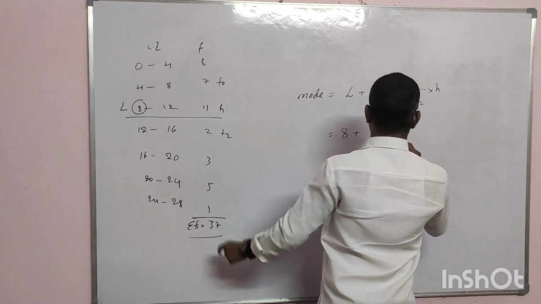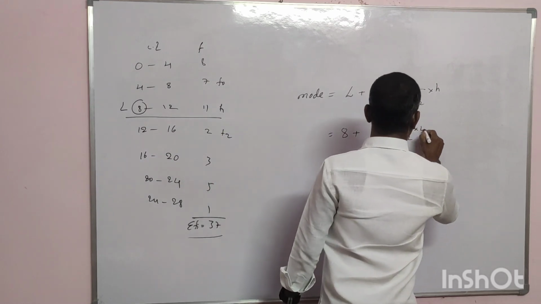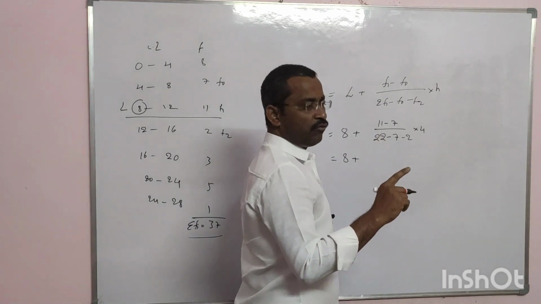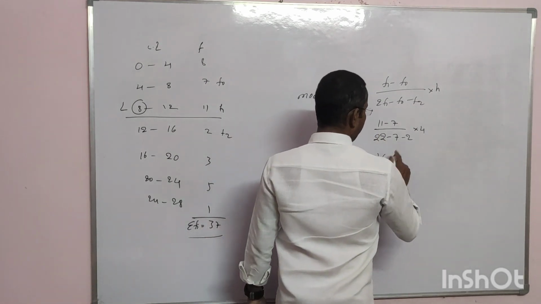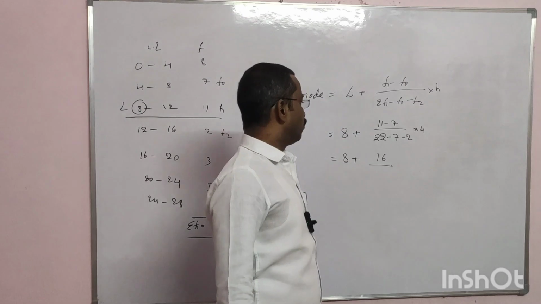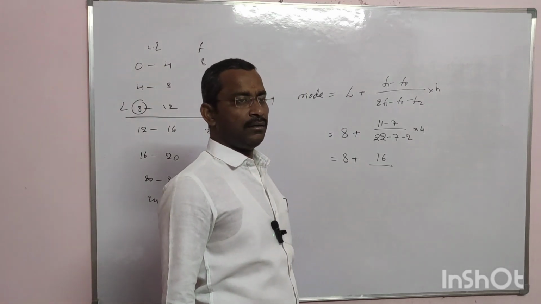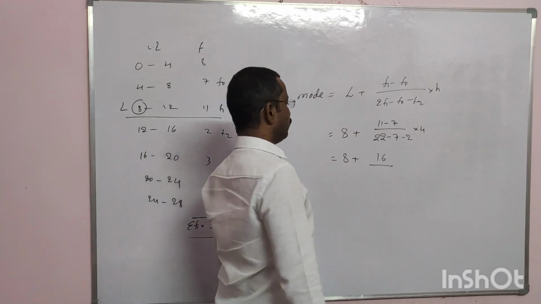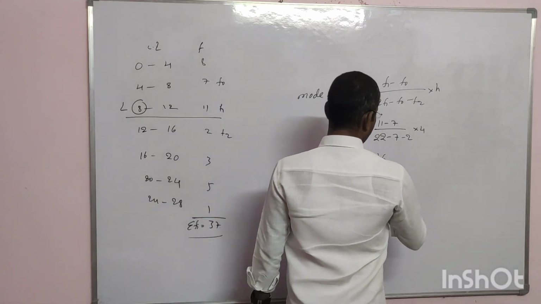22 minus 9. 7 minus 2 into 4. Am I right? So 8 plus 11 minus 7. 4, 4 4s are 16. 7 minus 2 is 9. 22 minus 9 is 30.